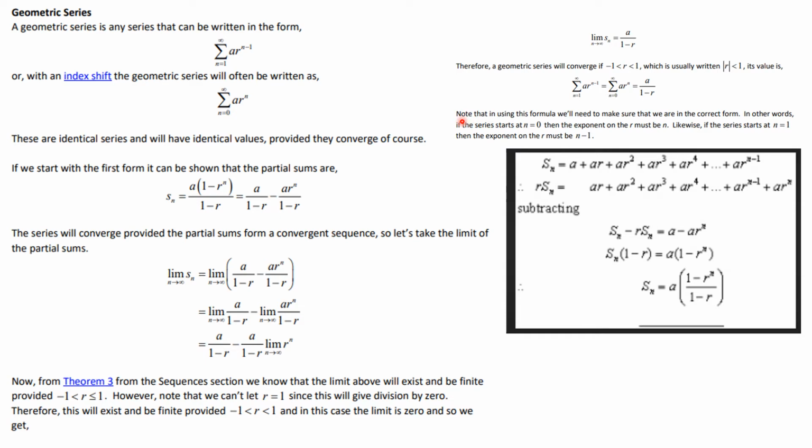Okay, so note in this formula, we need to make sure that we are in the correct form. In other words, if the series starts at n equals 0, then the exponent on the r must be n. Likewise, if the series starts at n equal 1, then the exponent on the r must be n minus 1, and so on. And in fact, more generally, you do have to be mindful of where the series starts. But now we have a formula that you want to commit to memory, and we can use to solve problems.